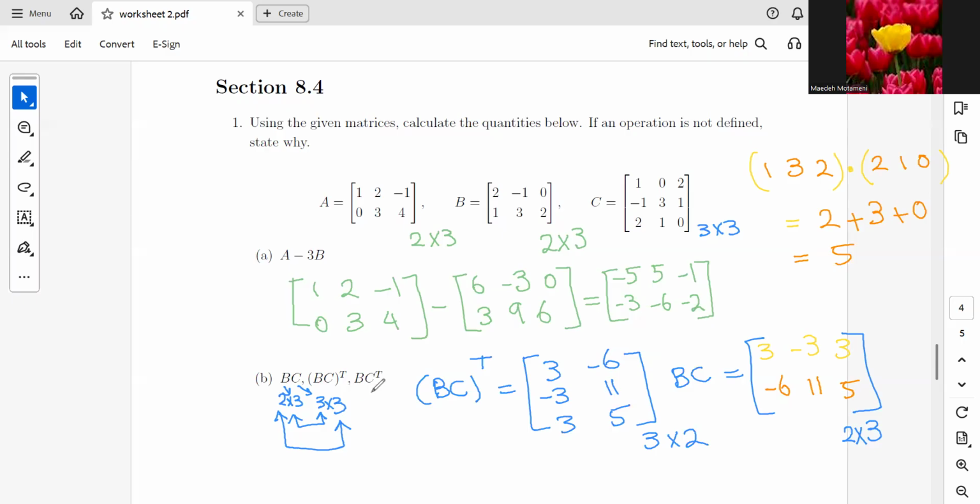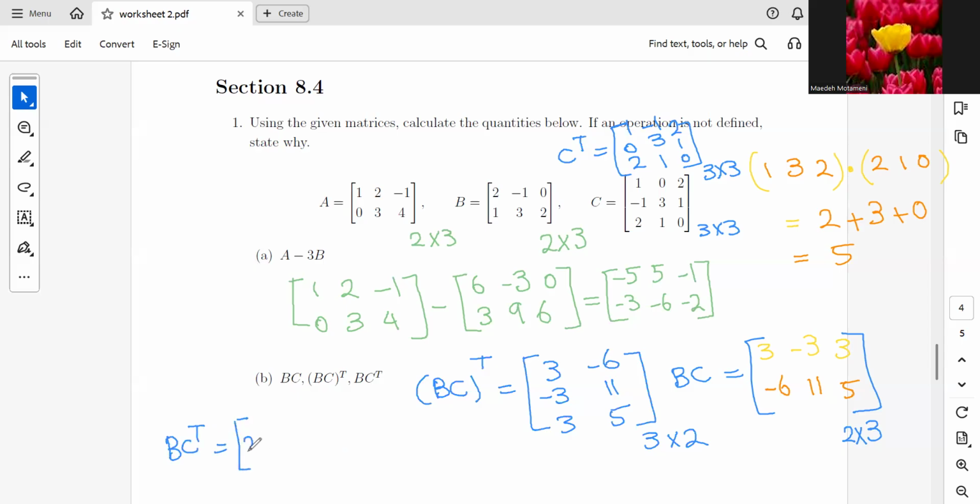The third part is the multiplication of B and C transpose. First of all, we know what B is, but what is C transpose? It will be of size 3 by 3, and that would be 1, 0, 2, -1, 3, 1, and 2, 1, 0. So we're going to multiply B and C transpose.